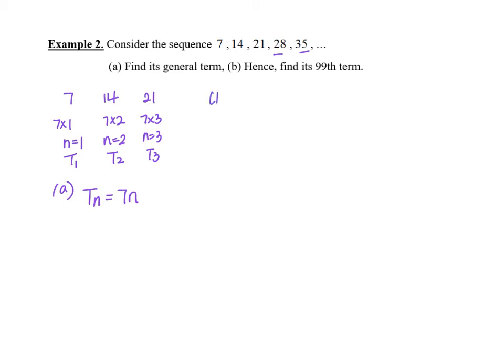Now, part B says, hence, that means I need to use this formula that I've gotten. Tn is now 7 times n. To find the 99th term, it means term 99. So the value for n is now equal to 99. So it'll be 7 times 99, and term 99 will give me 693. Have you gotten the answer?